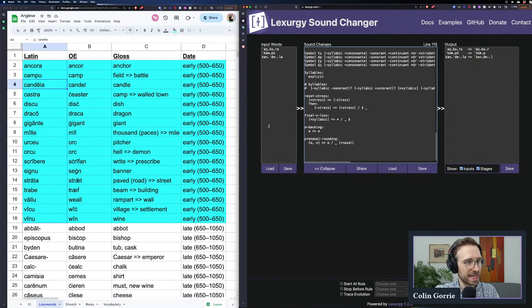What's next? We need to shorten that vowel. So let's shorten unstressed vowels. So this is going to be something like plus syllabic plus long to minus long when you are not stressed. And for some reason it seems to work like this.